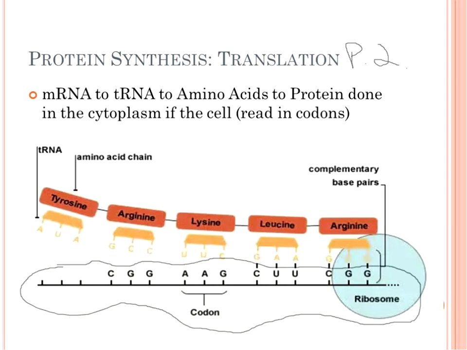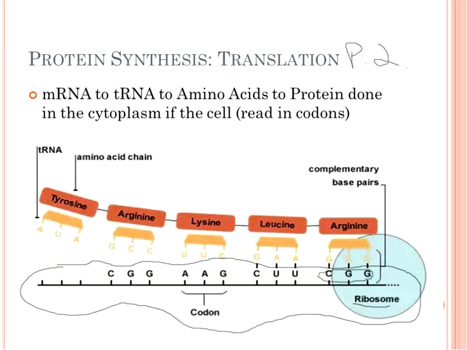And during translation, it sounds just like the word. The goal is to translate the messenger RNA. And a ribosome does it. A ribosome will read the messenger RNA three letters at a time, such as CGG.